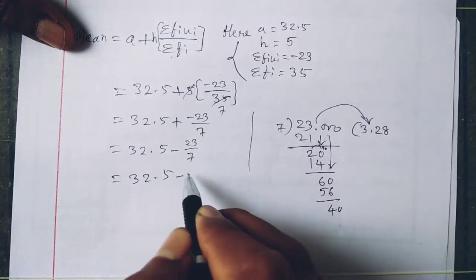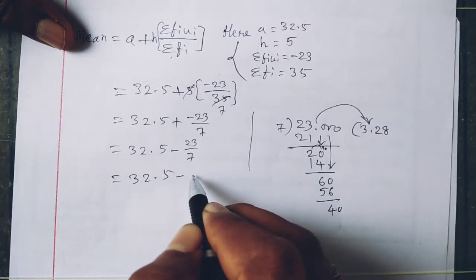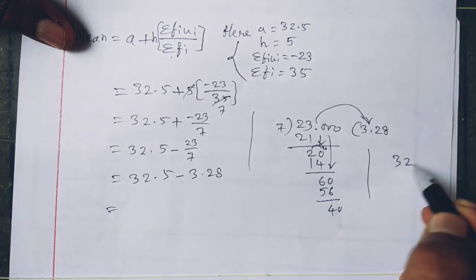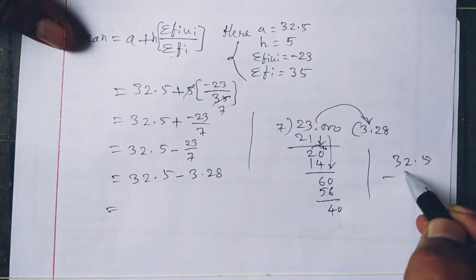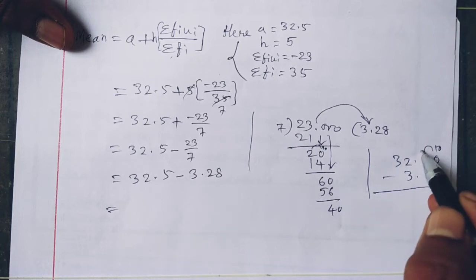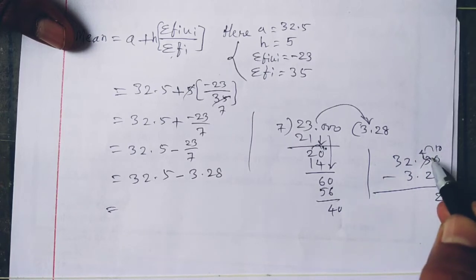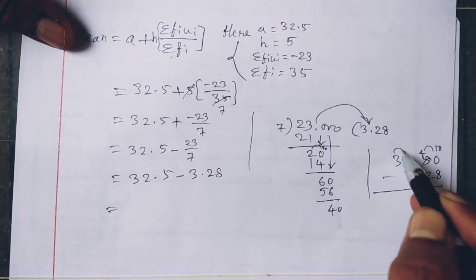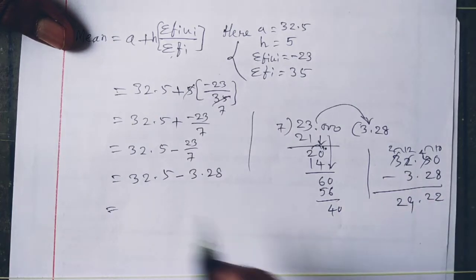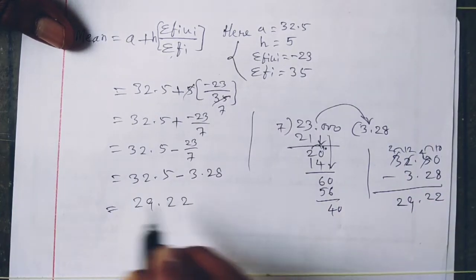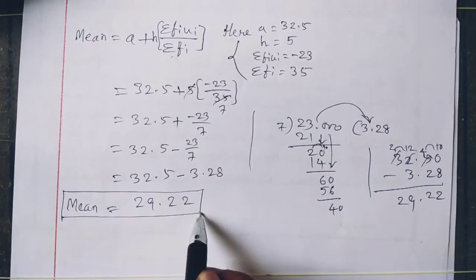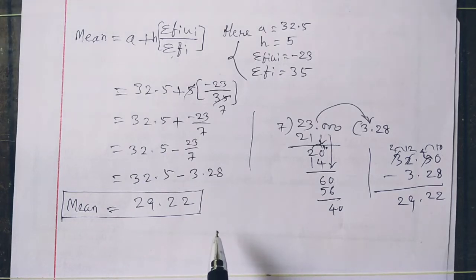32.5 minus 3.28. We have to subtract this: 32.5 minus 3.28 is 29.22. So the mean is 29.22. We got two answers.